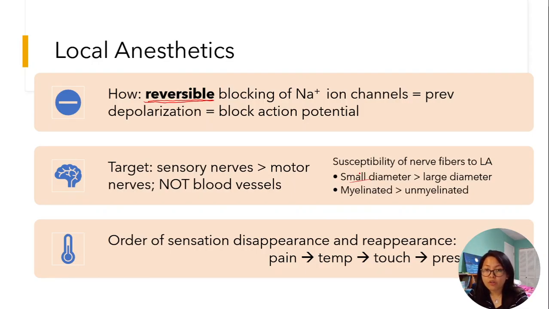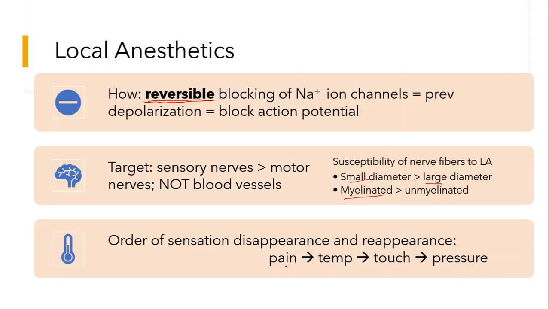Now, the susceptibility of nerve fibers to local anesthetic is as follows. Small diameter fibers are more sensitive compared to large diameter fibers. And myelinated fibers are more sensitive compared to unmyelinated fibers. So what does that mean? It means that if you have small myelinated fibers, they get numb easily compared to your large unmyelinated fibers. Now, the order of sensation disappearance and reappearance when local anesthetics are injected in the area would be the following.